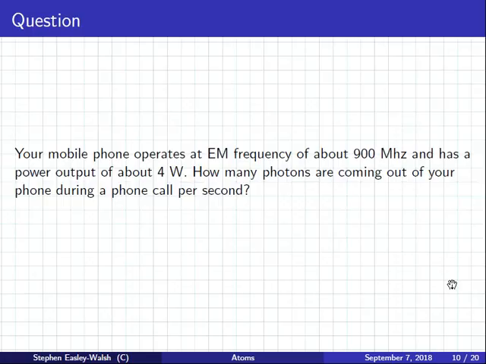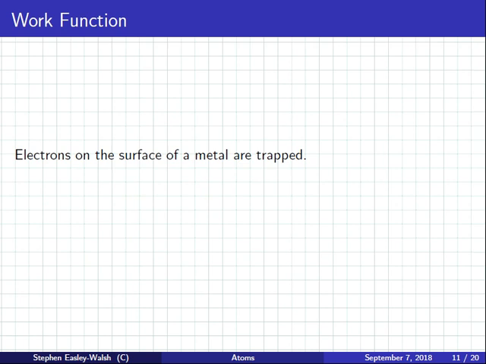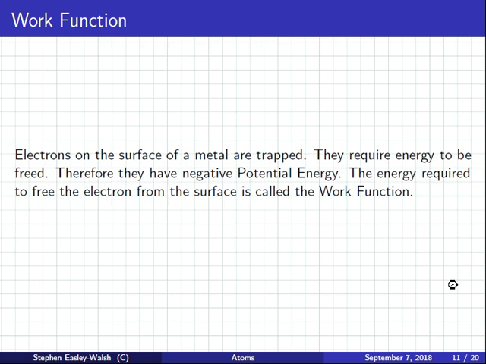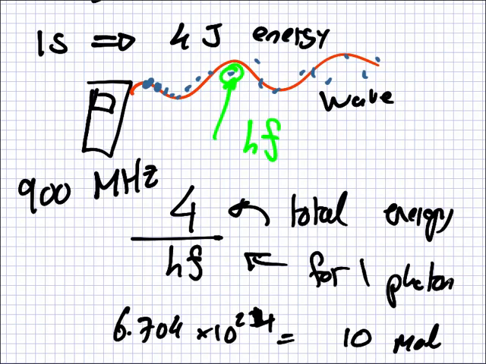Now, I don't know if you've done this in chemistry. Maybe you haven't. Electrons on the surface of a metal are trapped. They require energy to be freed. Therefore, they have negative potential energy. The energy required to free the electrons is called the work function. So, just to explain that with a little picture.